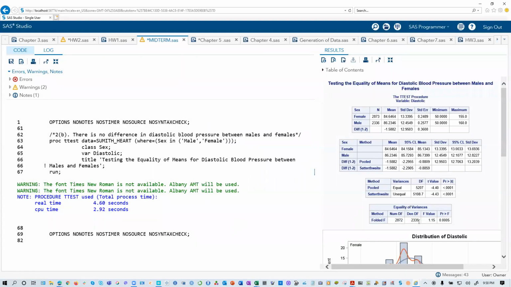See? Again, go and check the equality of variances. The p-value is extremely small, then you reject the equality. That means you're going to use the unequal variances setup. That one, see, is almost extremely zero.